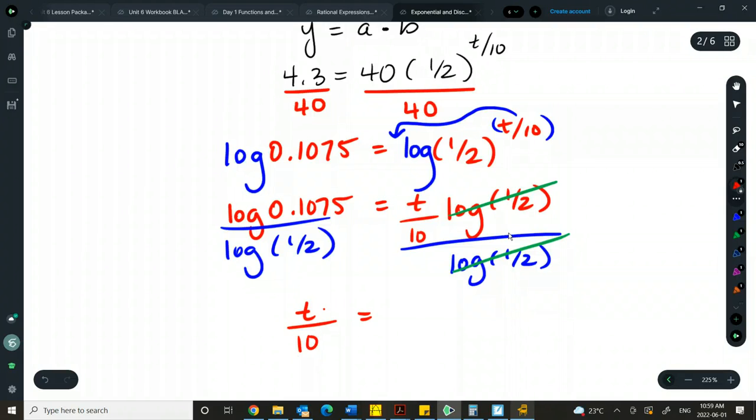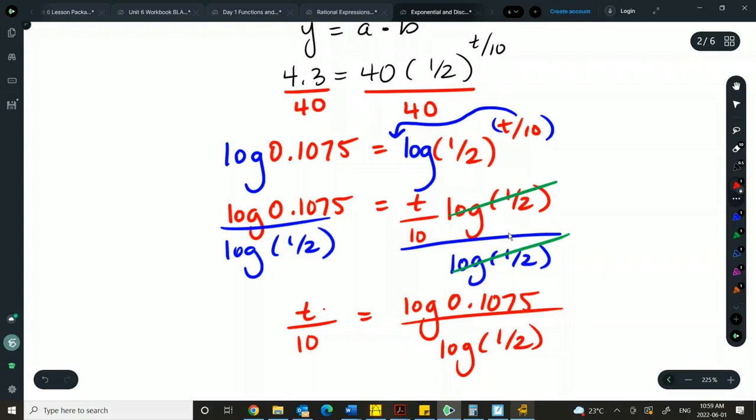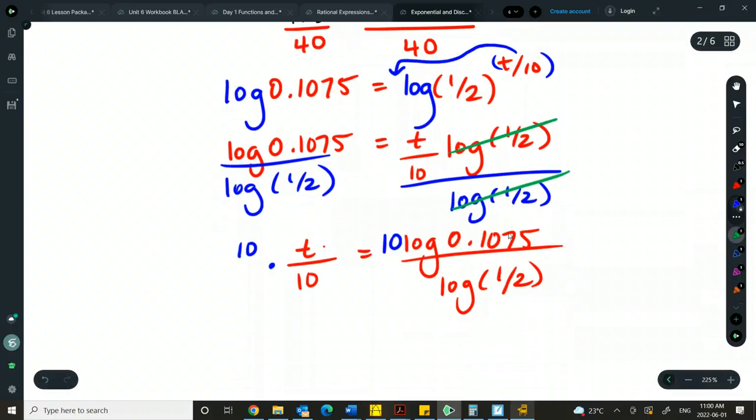Notice that I'm not rounding or calculating anything in my calculator until I get to the very end of this, because this is like a big thing in exponential functions: if I keep rounding my answer from line to line to line, then eventually my whole answer is going to be off in the end. So I leave things as exact as possible until the very end, and then I can go and put it into my calculator. So I'm just going to multiply 10 up on each side.